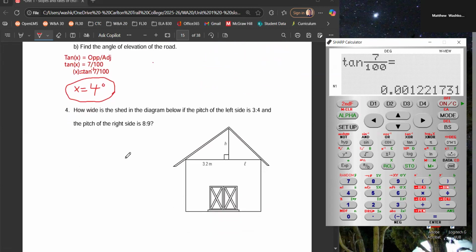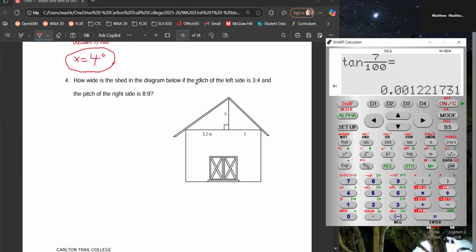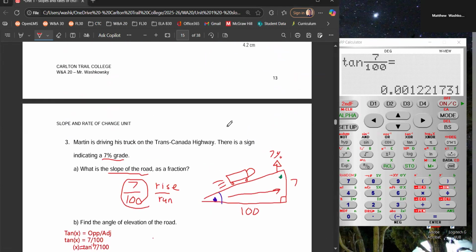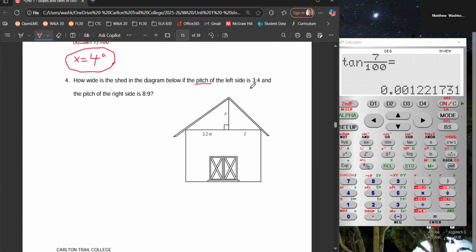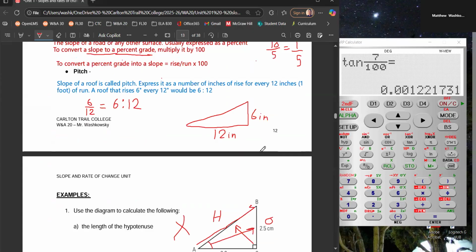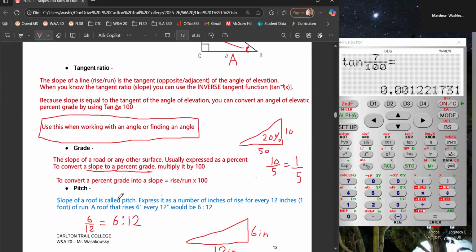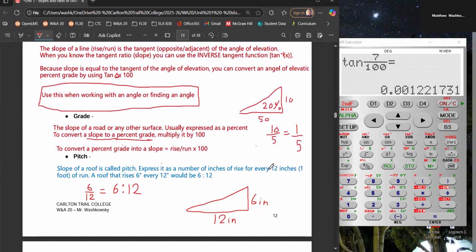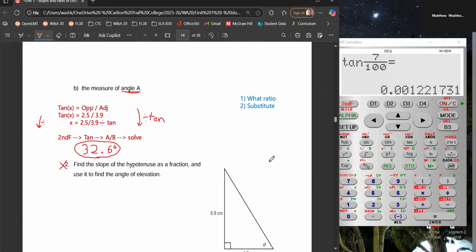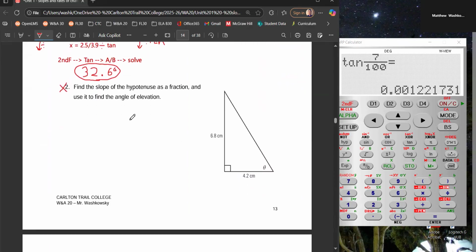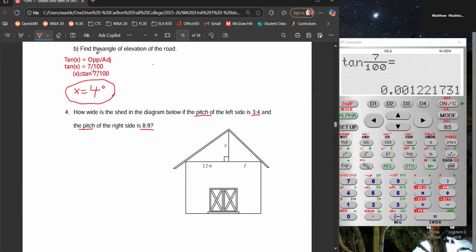So let's go now into a shed, specifically a pitch. The pitch of this left shed here is 3 to 4, and the pitch of the right shed is 8 to 9. Now remember, pitch is the slope of a roof. We express it by inches, right? It's the amount of rise for every 12 inches.